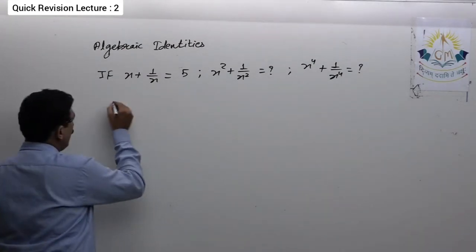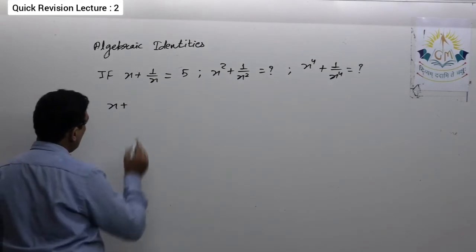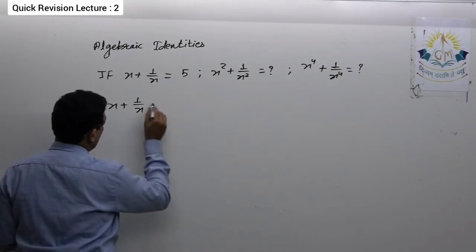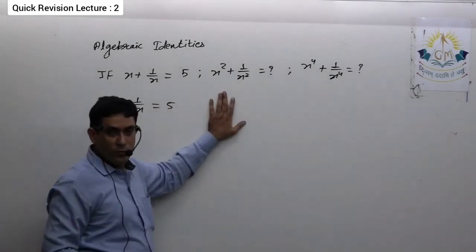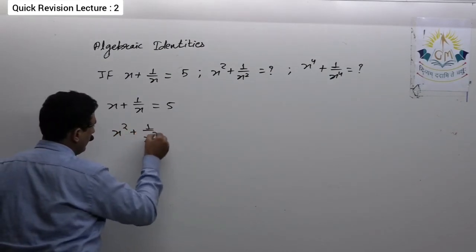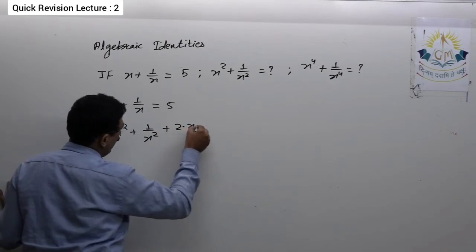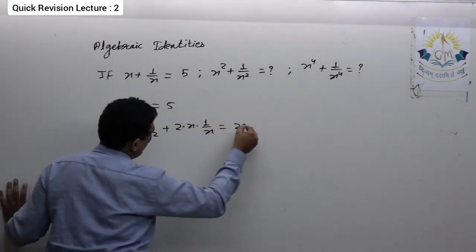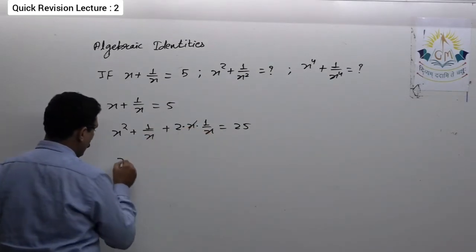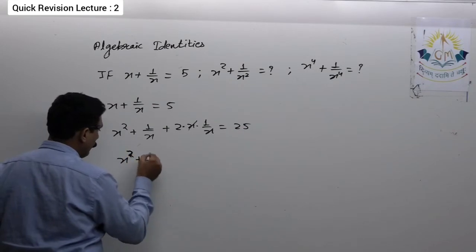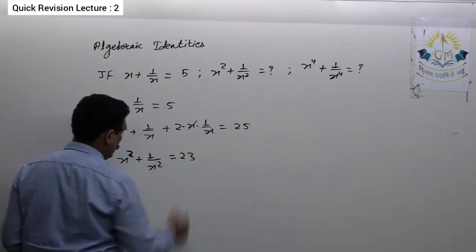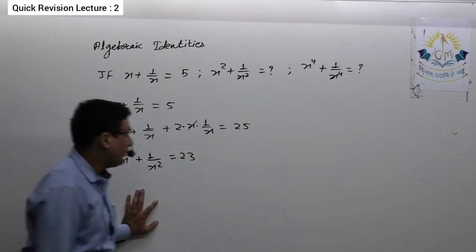So we'll start with the identity itself. x plus 1 upon x is equal to 5. Now here you can see square is there, so we take the square of both sides. So here we'll get x square plus 1 upon x square plus 2 into x into 1 upon x is equal to 25. Okay, so this x and x will cancel out. So here I directly get the value of x square plus 1 upon x square. So plus 2, when it comes to that side, it will become 23. So this is the value of x square plus 1 upon x square.